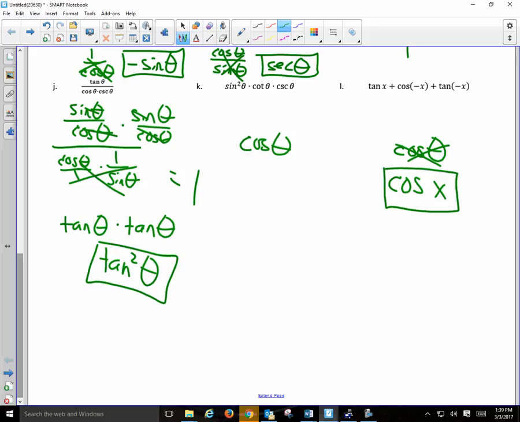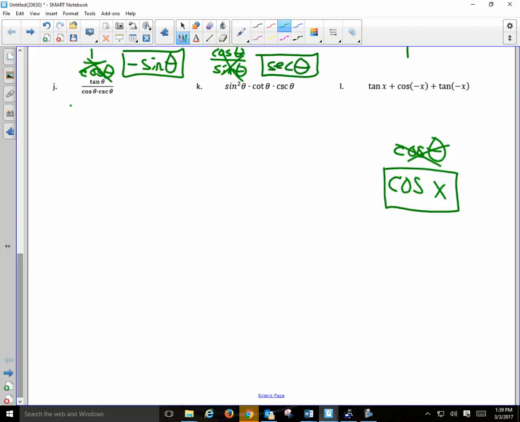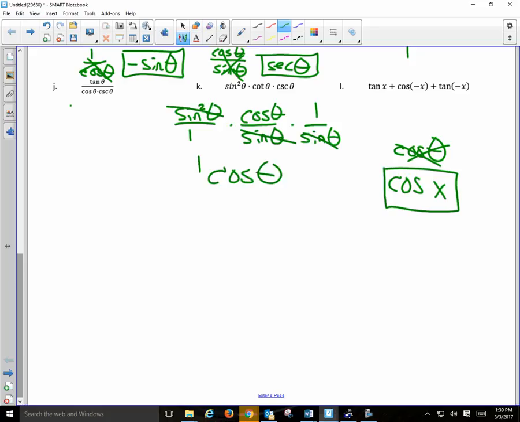Okay? Sine squared of theta over 1. Cotangent is cosine of theta over sine of theta. And cosecant is 1 over sine of theta. Well, how many sines do you have in the numerator? How many do you have in the denominator? So those will cancel. You're just left with cosine over 1 or cosine of theta. Bada bing, bada bam, bada booski.